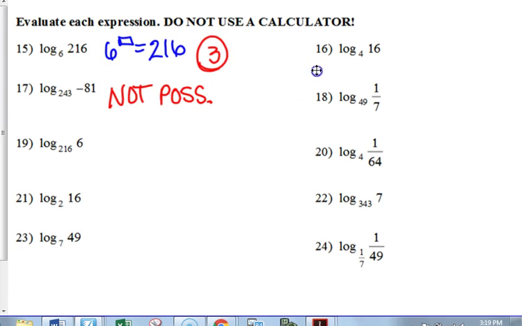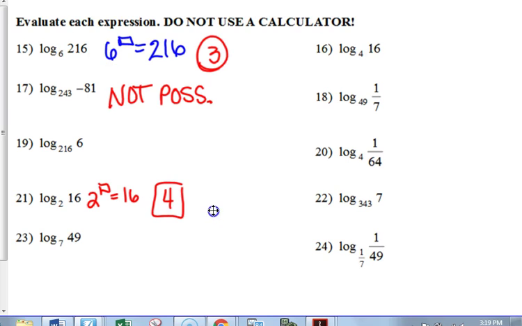Let's do a couple easy ones. Can anybody find an easy one? 21? Okay. 2 to what power is 16? 2 times 2 is 4, times 2 is 8, times 2 is 16, so the answer is 4, right? All right.